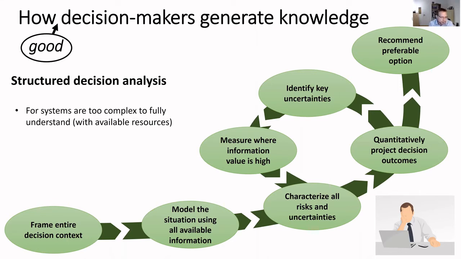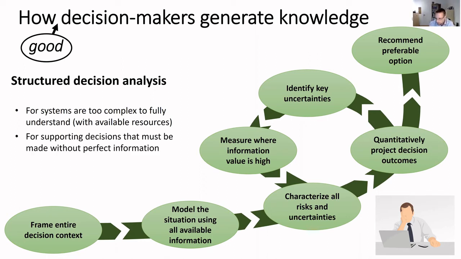And this has been shown to work pretty well in systems that are too complex to fully understand with the available resources, which is very often the case when somebody wants to make a decision. And it's for supporting decisions that must be made without perfect information, which is also almost always the case. So the question we're trying to address here is, what's the best option according to our limited understanding?